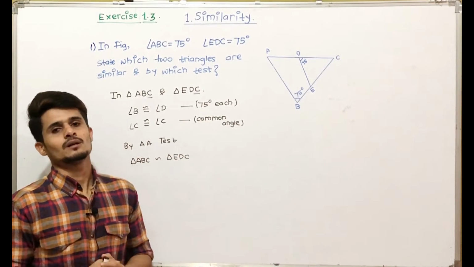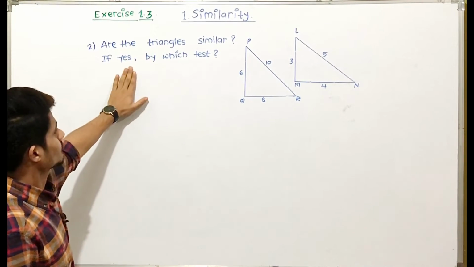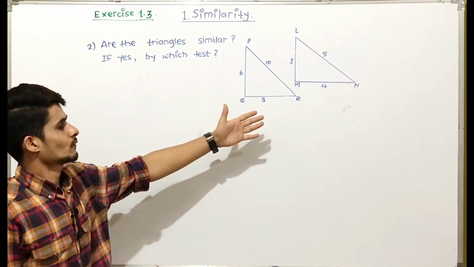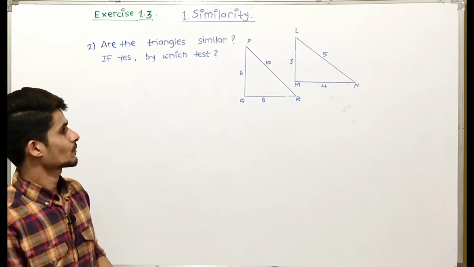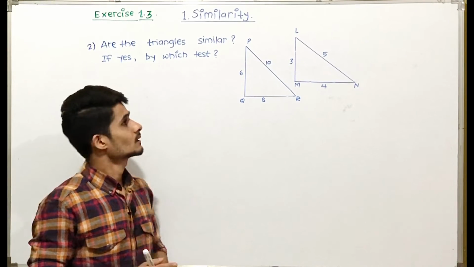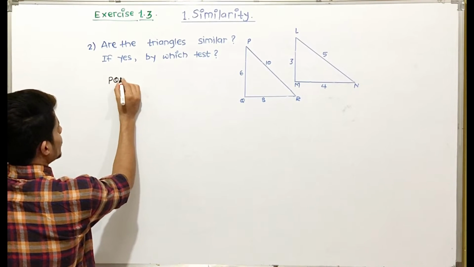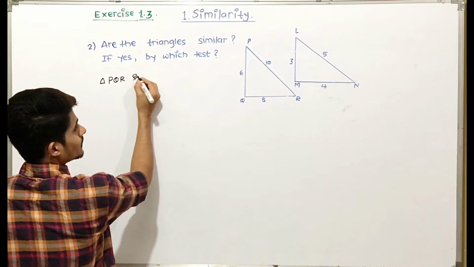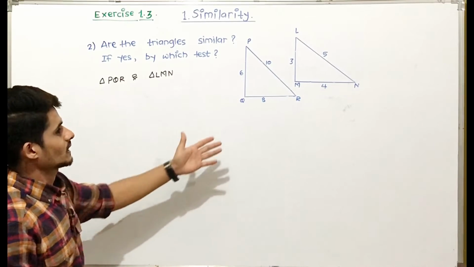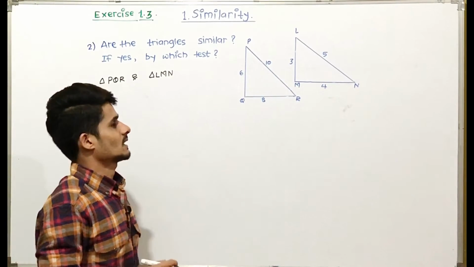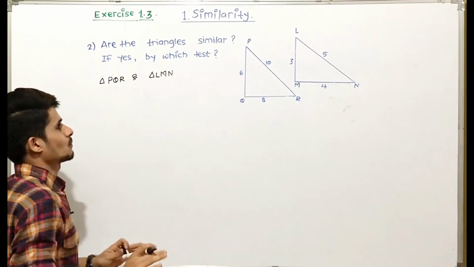Similarly, we will see question number 2. Are the triangles similar? If yes, by which test? We have to check whether the triangles are similar, and if they are similar, we have to check the test of similarity. So we have triangle PQR and LMN. We have two triangles. We have to check whether the triangles are similar or not, so we will take corresponding sides in proportion.